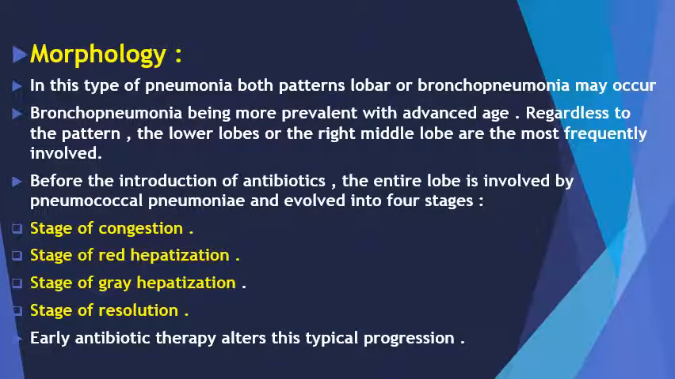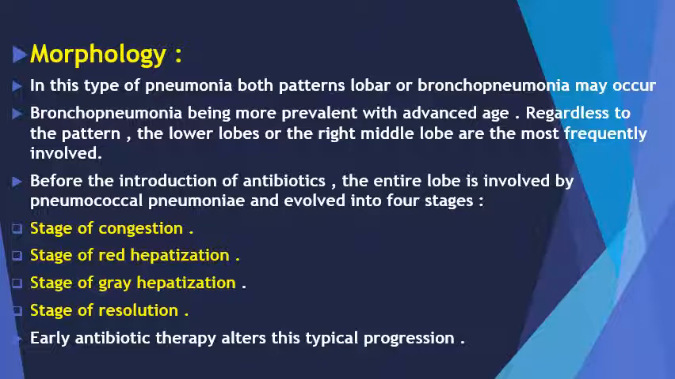Regarding the morphology of this type of pneumonia, we can see both patterns: lobar, the involvement of one whole lobe, or bronchopneumonia, patchy consolidation that involves one or more than one lobe. Bronchopneumonia is more prevalent in advanced age and old age groups, and also more common in very young children or infants. Regarding the pattern, the lower lobe or the right middle lobe are the most frequently involved.